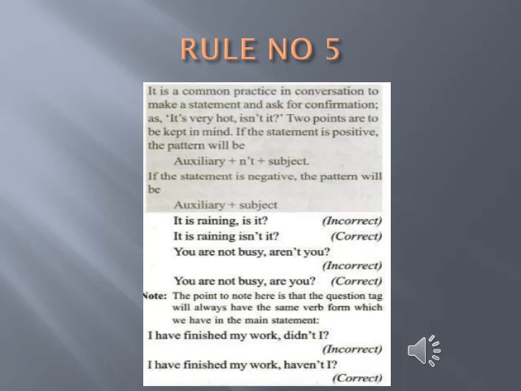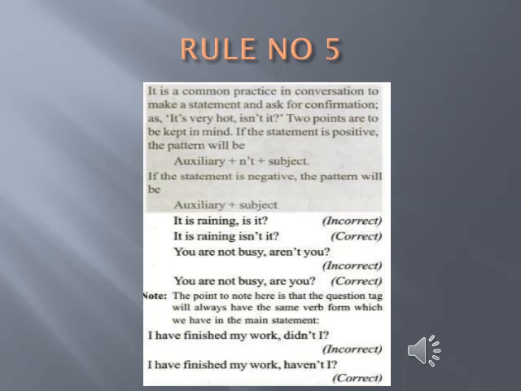It is raining, is it? It's wrong. It is raining, isn't it? You are not busy, aren't you? You are not busy, are you? That's the correct sentence. The point to note here is that the question tag will always have the same verb.